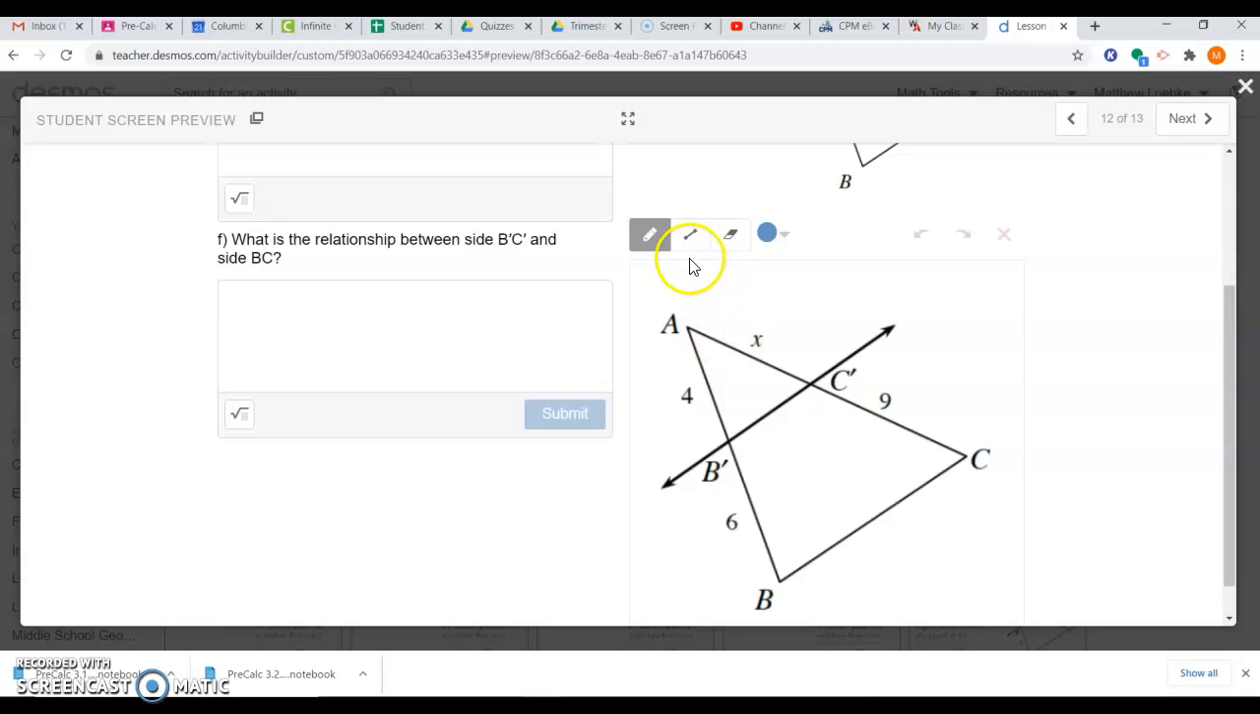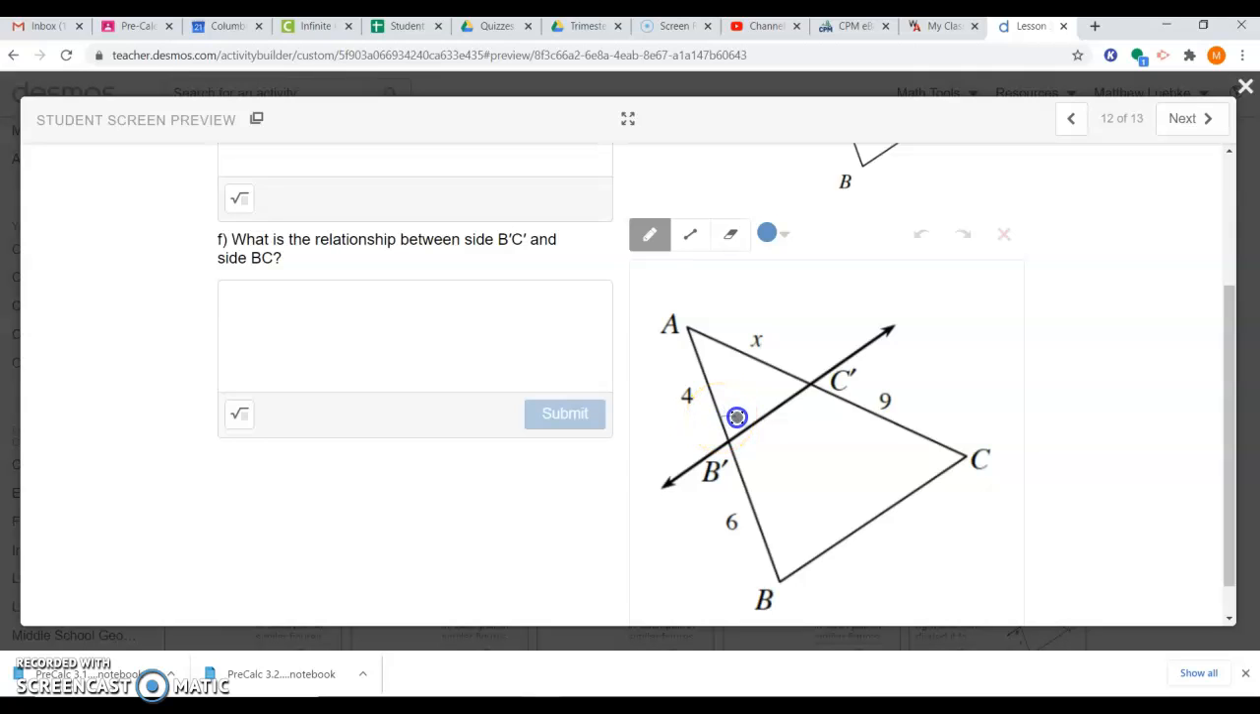The last thing here is they're asking for a relationship between B prime C prime and side BC. Okay, so this side here, B prime C prime, and this side down here, BC. What I see here is that this is a triangle. This AB prime C prime is a triangle. ABC is a triangle, and we know they're similar. And we know the angles in similar triangles are the same, because similar changes side length, similar doesn't change angles.